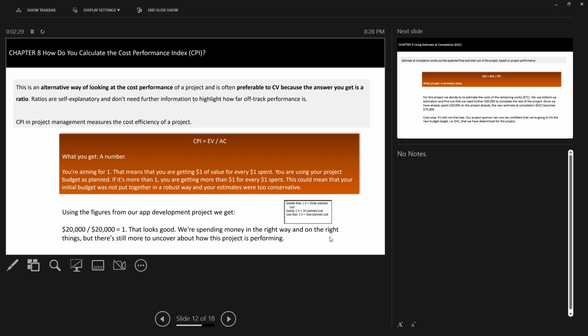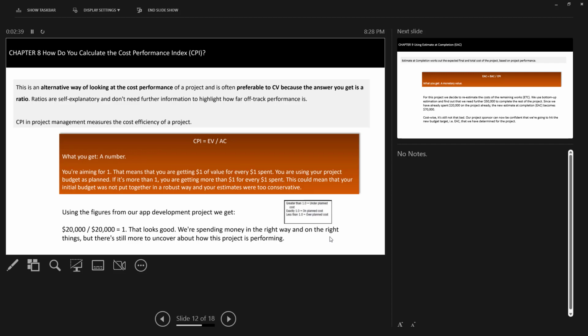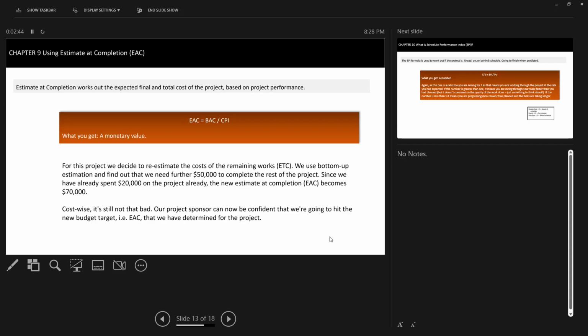Great. Next slide. We go to estimate at completion, EAC, which is your budget at completion over your cost performance index. I have to remember these full forms. So with EAC, it works out the final and total cost of the project based on your performance so far.